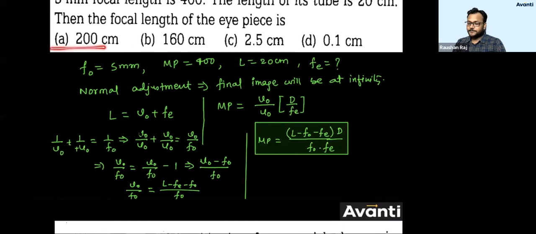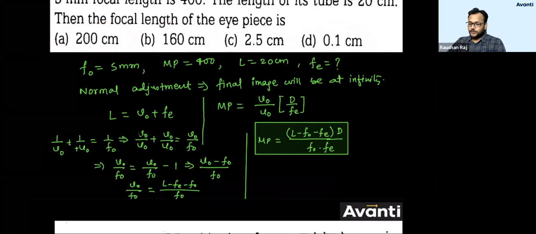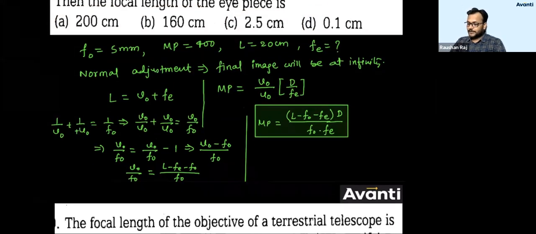If I look at the options here, they are quite far away from each other. 200, 160, 2.5 and 0.01. They're quite far away from each other. So what I'm going to do, I can assume, approximation: L minus F naught minus Fe will be approximately equal to L. This is for the infinity case. And if you do that, I can say magnifying power can be approximated as L into D divided by F naught into Fe.